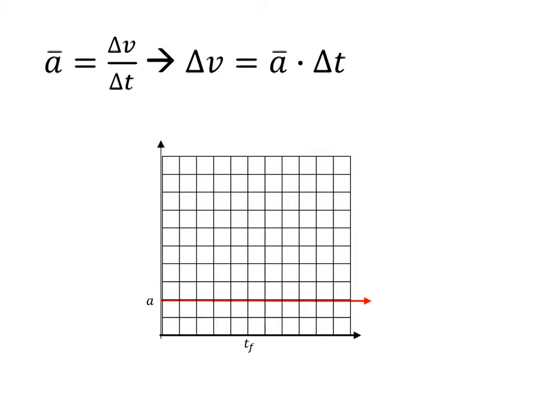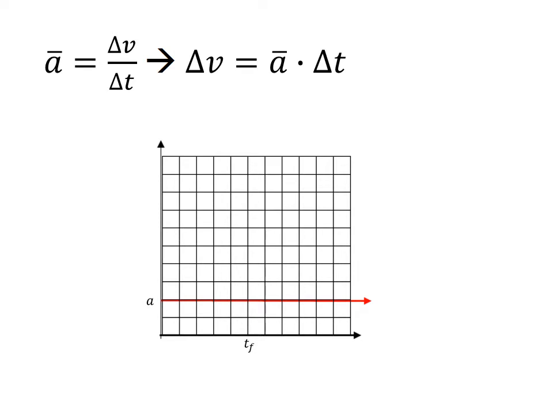All right, and here's my definition of average acceleration, delta V over delta T. Now that's just a relationship, so I can rearrange it to solve for delta V. Average acceleration times change in time. In this case, my acceleration is constant. So my average acceleration is the same as that value A over there on the left axis.